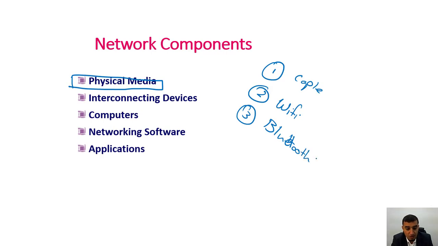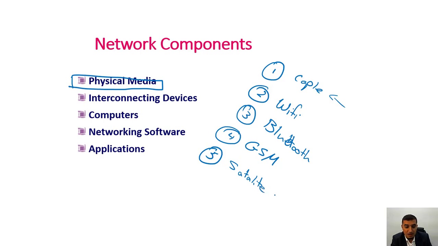Anyone knows any other options to connect to the internet? Anyone knows? What is option 4? How can I connect to the network? Through GSM. Option 5. Come on, think. LAN. LAN is through cable. Satellite.